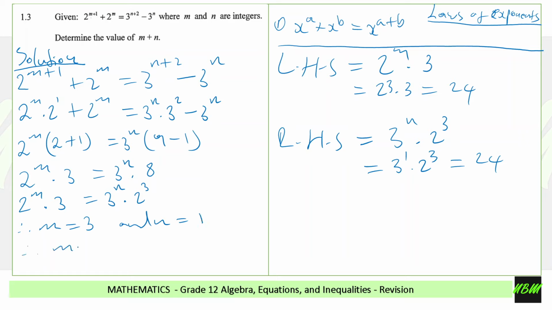Therefore, m plus n will be equals to 3 plus 1, which is equals to 4. That will be the value of m plus n.